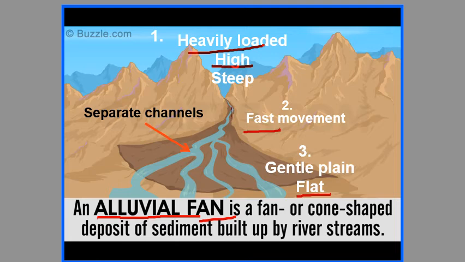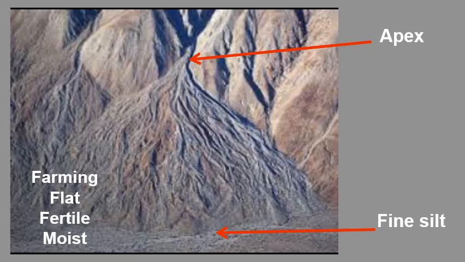Now obviously as the river is flowing here, as I'm showing, it's going to find it quite difficult to work its way through the silt, and therefore the river splits up into separate canals to work its way through the silt. Here is a photograph of an alluvial fan.